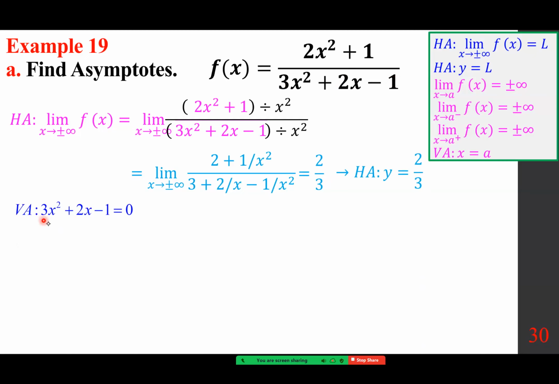I hope you realize 3 is a prime number, so it's 3x and x. -1 is just 1 and -1 in some order. Set this one equal to 0, x is 1/3. Set this one equal to 0, x equals -1. We have all the asymptotes. There are 2 vertical asymptotes. We are done.